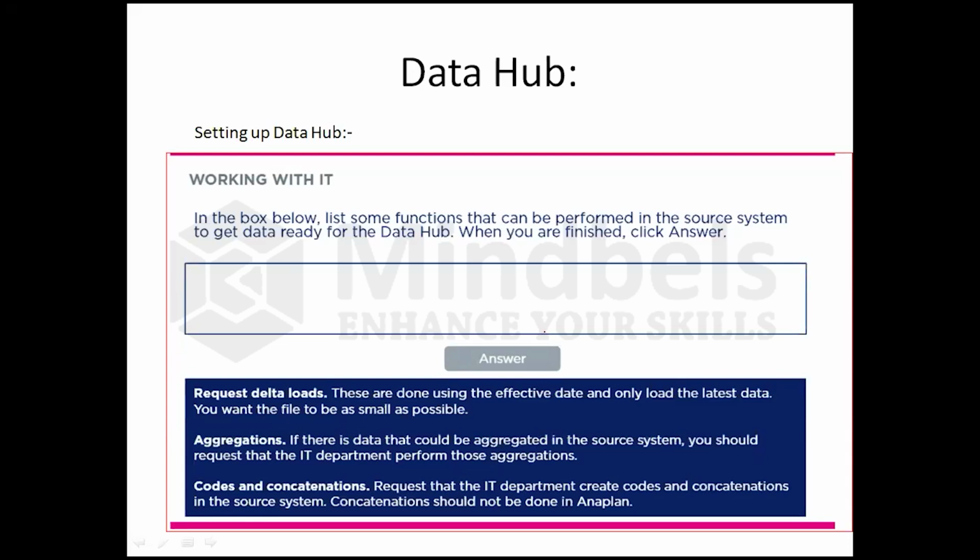Now there is a question: what can be performed in the source system to get the data ready for the data hub? They are asking you to think about what can be done in the source system before it gets pulled to the data hub. They are saying delta loads, aggregation, filtering and concatenation. Delta loads means what? You should be having only incremental data. It should not be that on a daily basis you are getting full data, right? Yes. Aggregation.